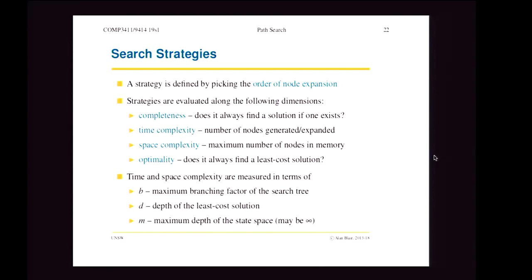Does anyone remember? 4, that's right, because 4 is the maximum number of moves available. And for this Rubik's Cube, as we were discussing, the branching factor could be 6, 12, or 18, depending on how we define the problem.